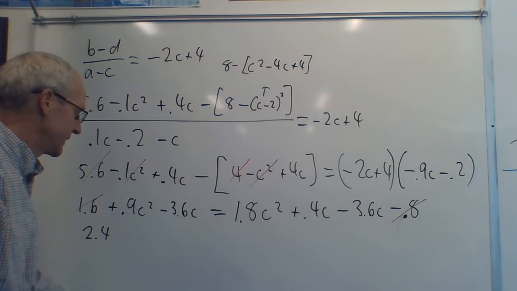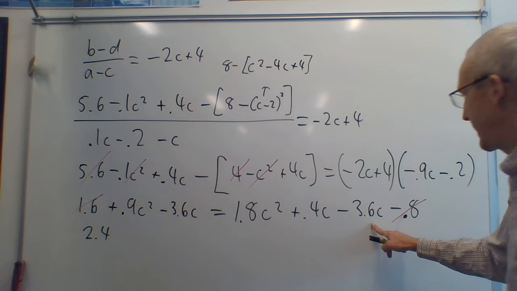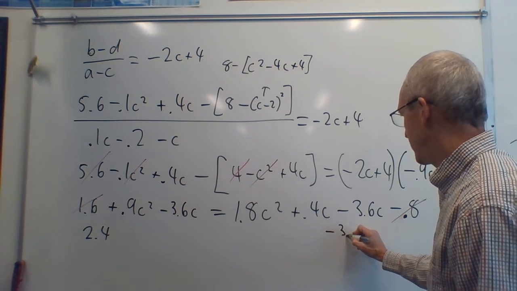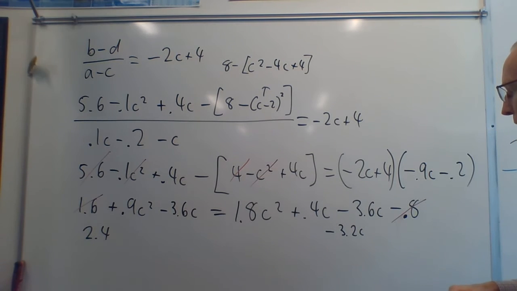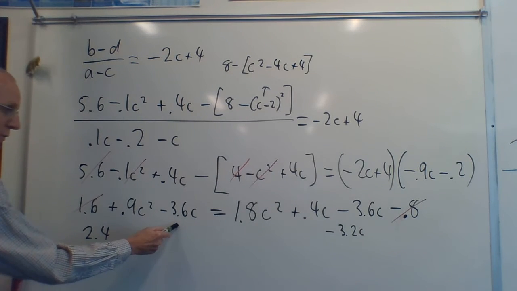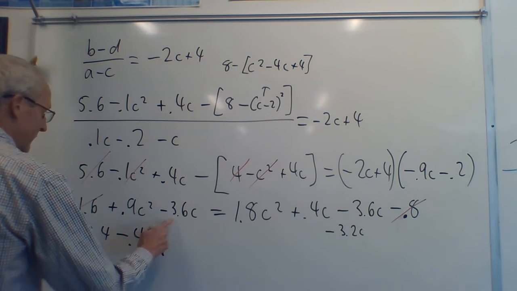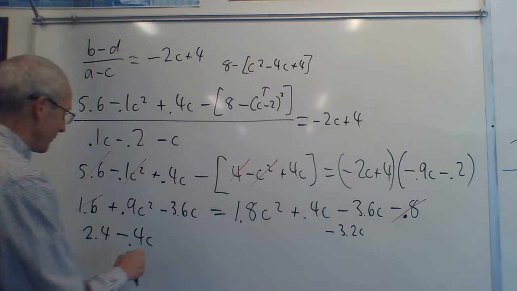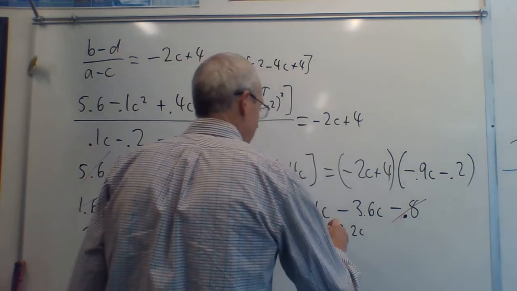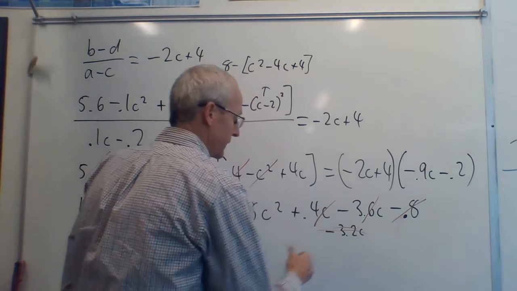Okay, let's do the c's next. Over here we have a plus 0.4c minus 3.6c. So that would be minus 3.2c, right? Okay, so let's put that over here. That's plus 3.2c minus 3.6c. This one wins. So minus 0.4c. Minus 3.6 plus 3.2 gives us 0.4. Okay. Now we got rid of those. So this c went away. Both of those went away. This negative 3.2, which means this thing went away.